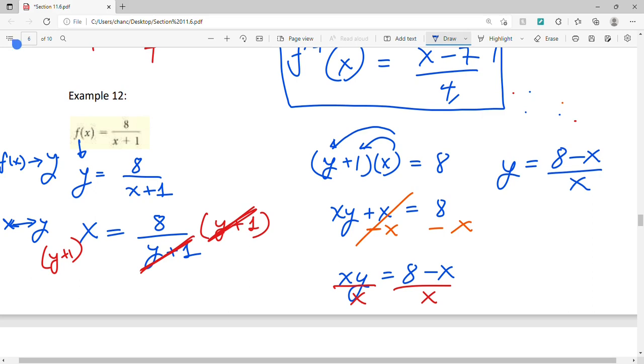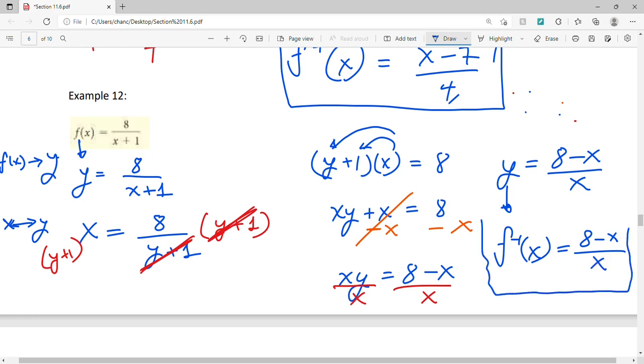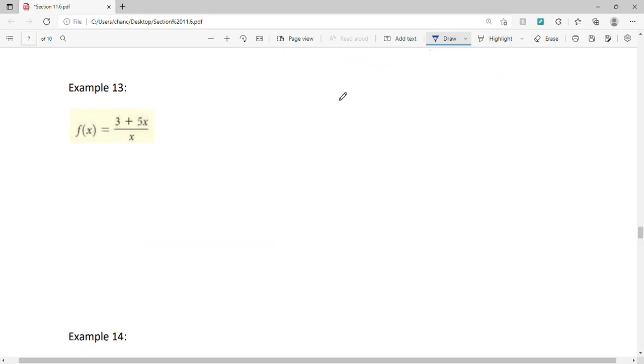But we're not done yet. You still have to replace that y with f inverse of x. So the inverse function is now equal to 8 minus x divided by x. This is my inverse function. Let's look at another example of finding the inverse function. Again, we'll assume this function is 1 to 1, and that means we'll start by replacing f of x with y. This becomes y equals 3 plus 5x over x.